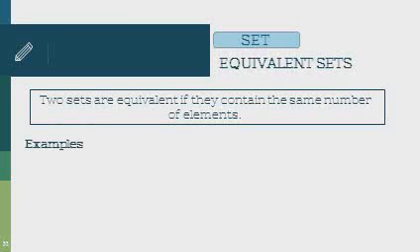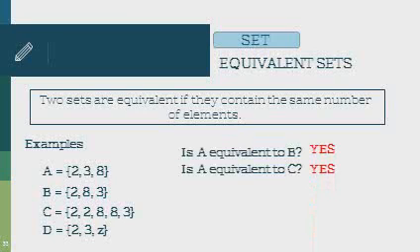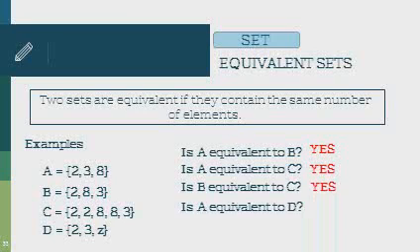Okay, equivalent sets again. Two sets are equivalent if they contain the same number of elements. Is A equivalent to B? Is A equivalent to C? Is B equivalent to C? Yes. And is A equivalent to D?